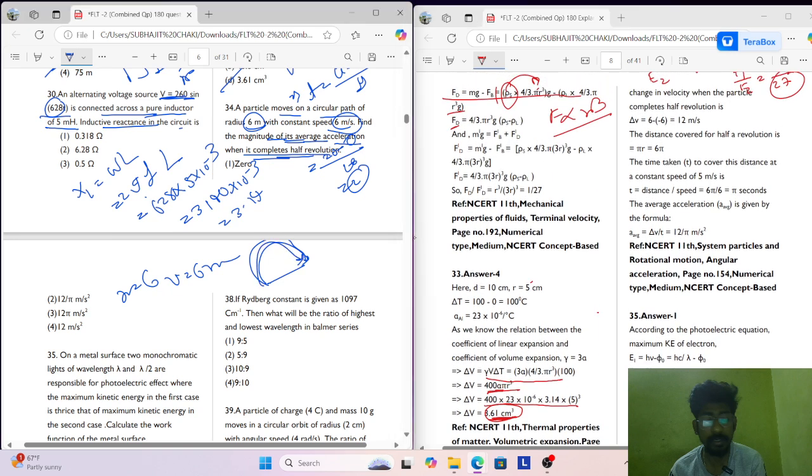When the object is revolving for only half revolution, if the direction of speed is this, in this case it will be this. So it is changing its direction. It is opposite. So the change in velocity will be 6 minus minus 6, equal to 12 meter per second. The distance covered in half revolution is equal to pi r. This is pi r. This is total 2 pi r. The distance covered you know, total velocity you know, how to calculate time.